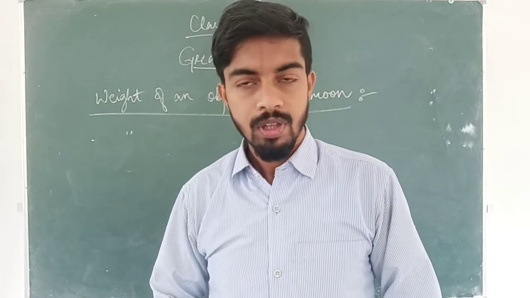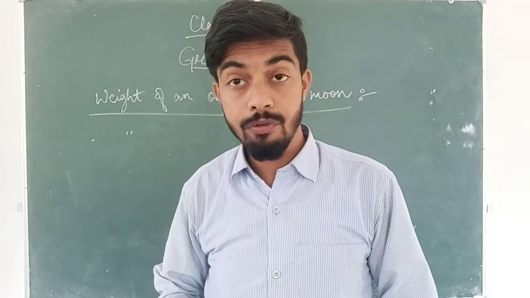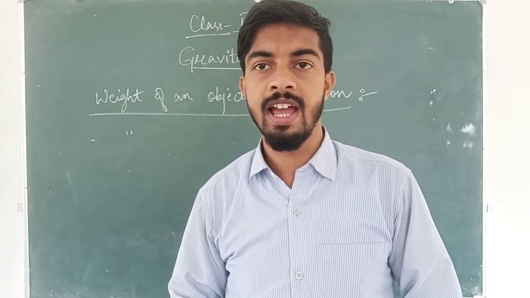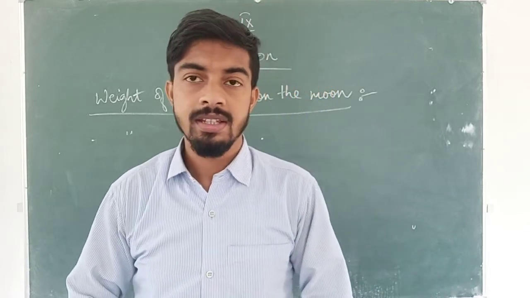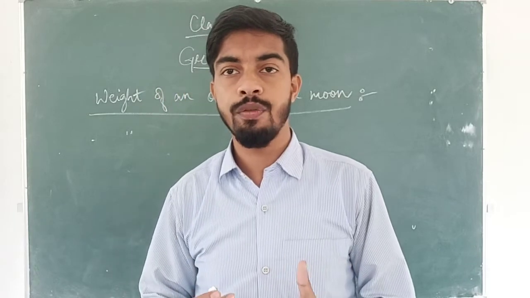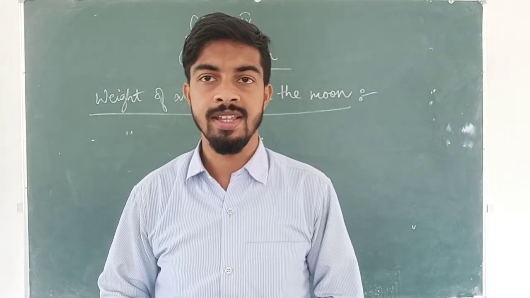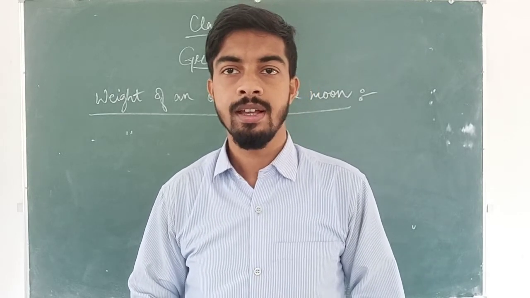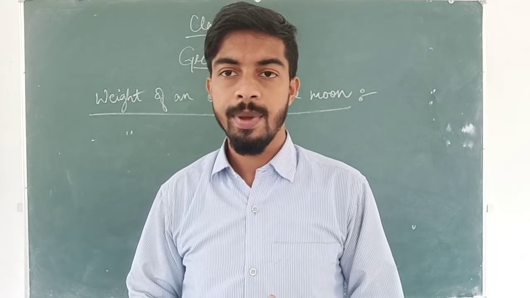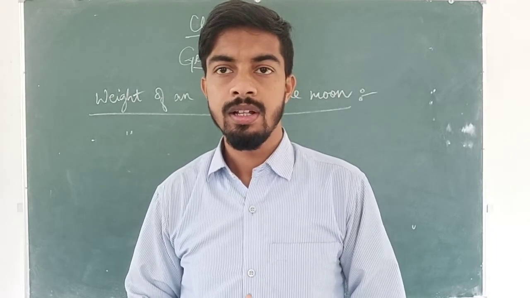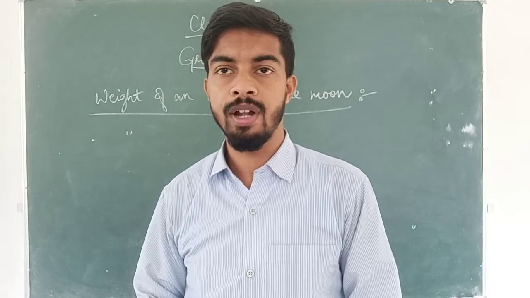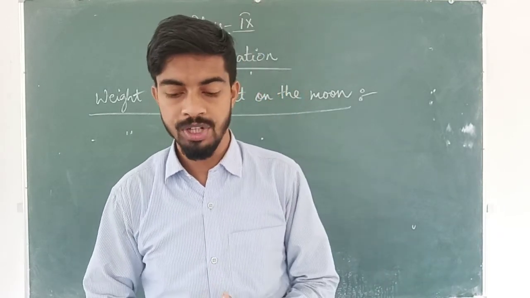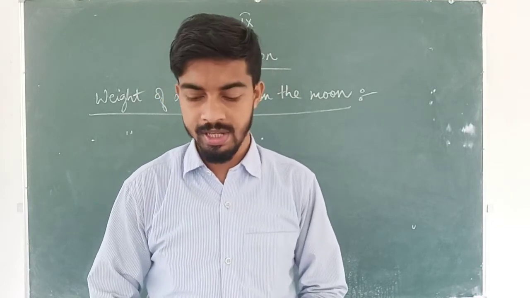For example, on our earth the value of small g is 9.8, but on the moon the value of small g is different, it will be less. As the radius or size of the moon is much smaller compared to the earth, the gravity of the moon will also be less than our earth. So the weight of the object will be different on our earth and different on the moon. Means the weight of the same object will differ in both cases.